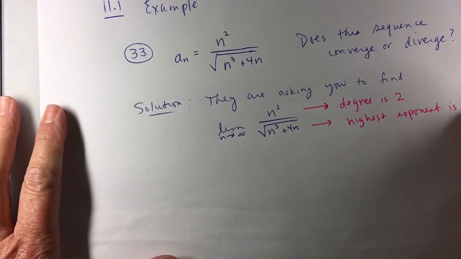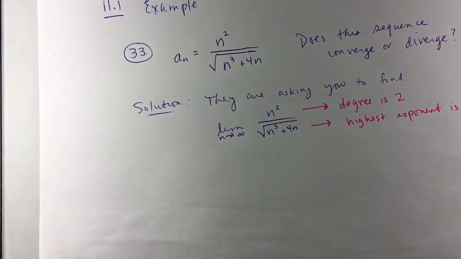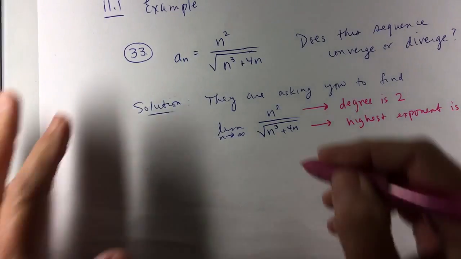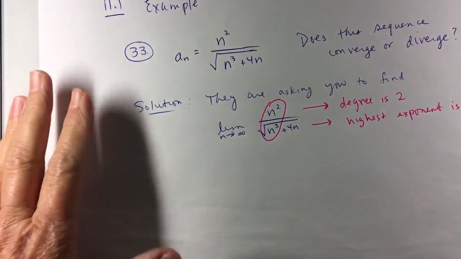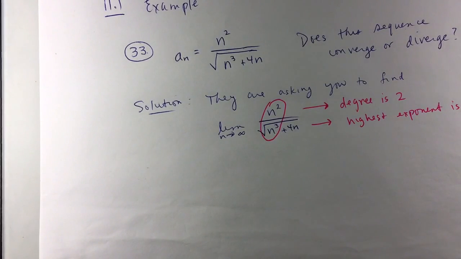is 3/2. I'm seeing I have n to the third, but that's under a square root. So the 3/2. The numerator has a higher exponent than the denominator. So the dominant terms, the bosses, are right here. And as n goes to infinity, they take control of this whole expression.